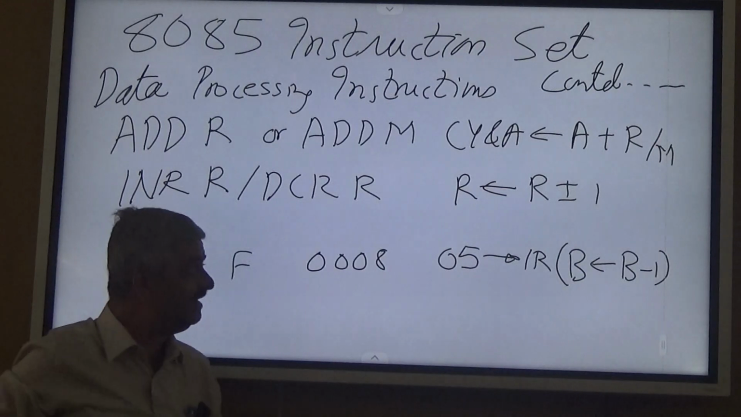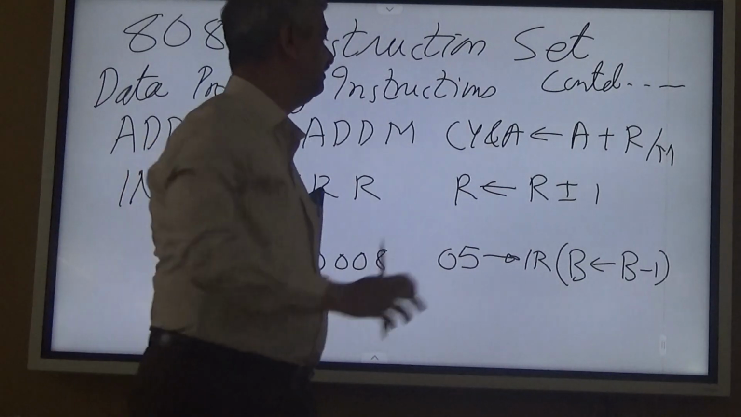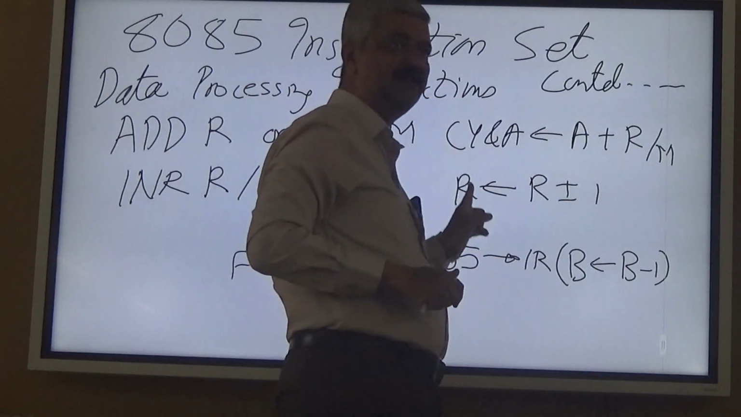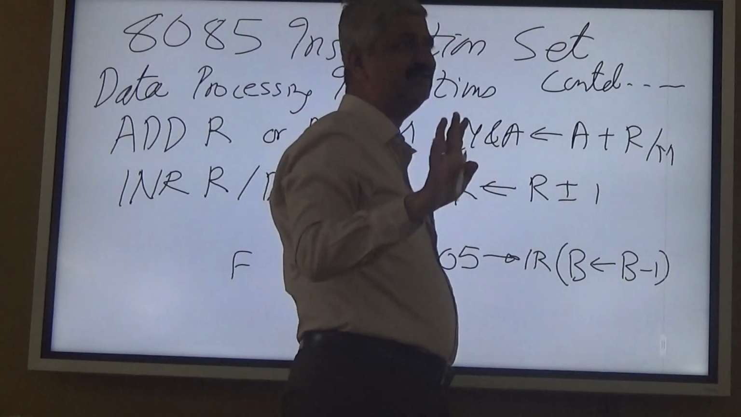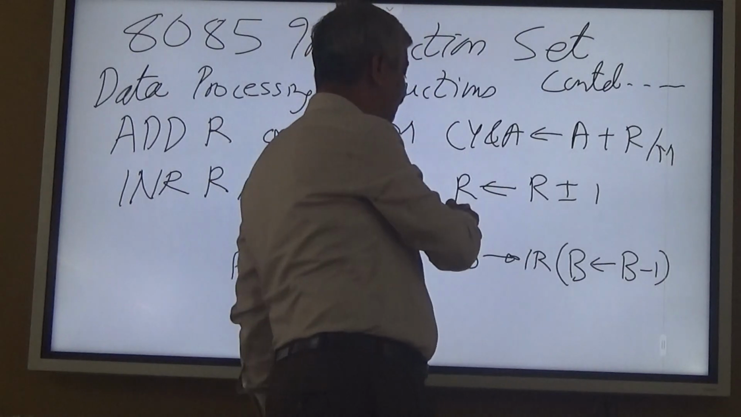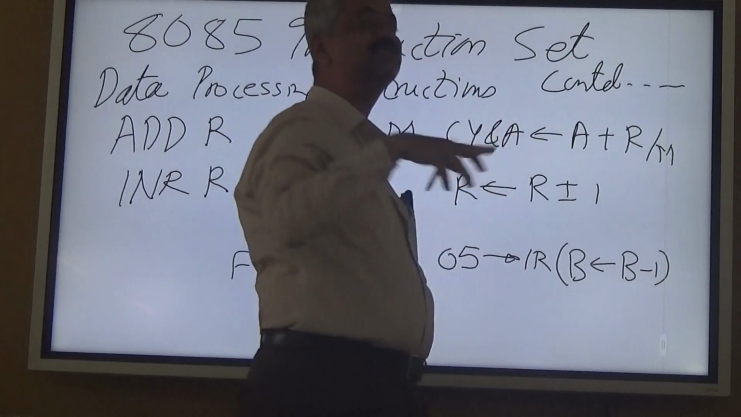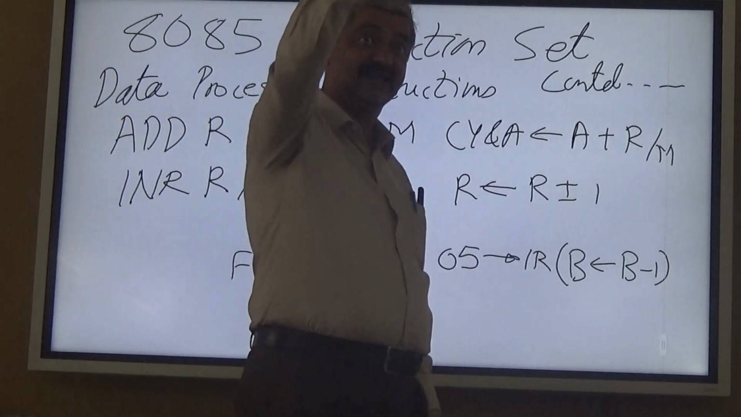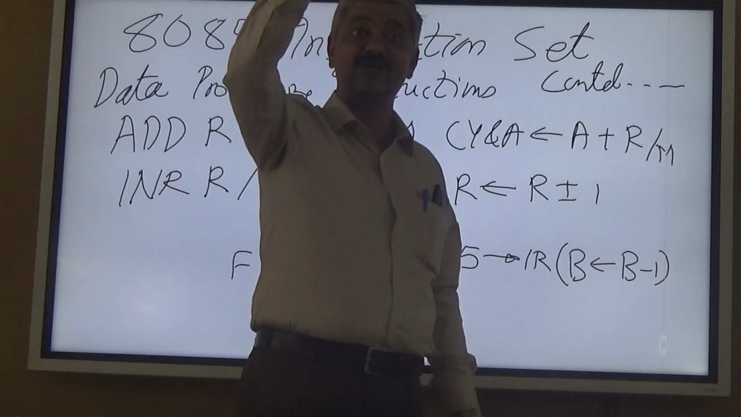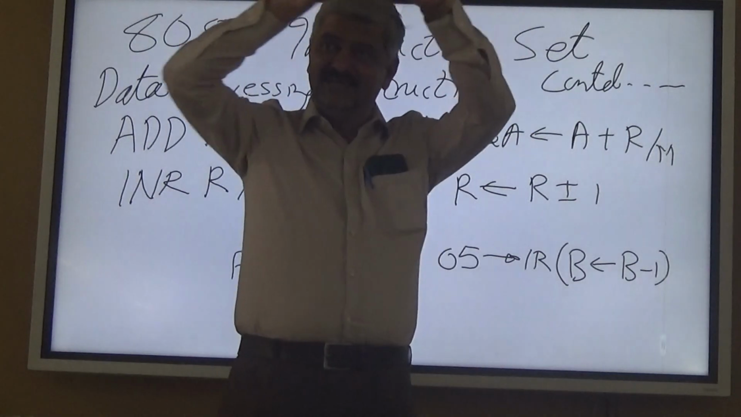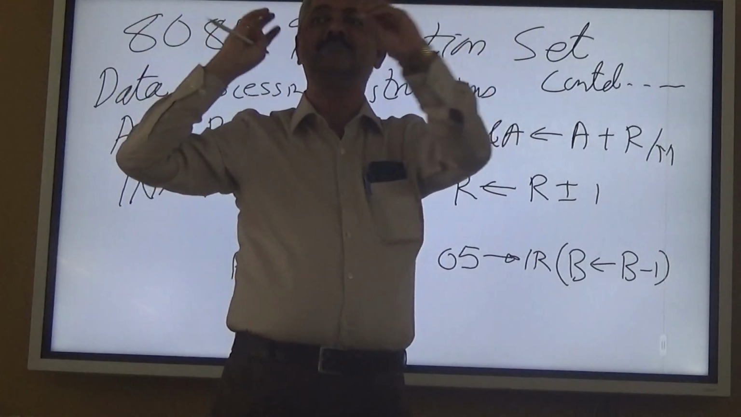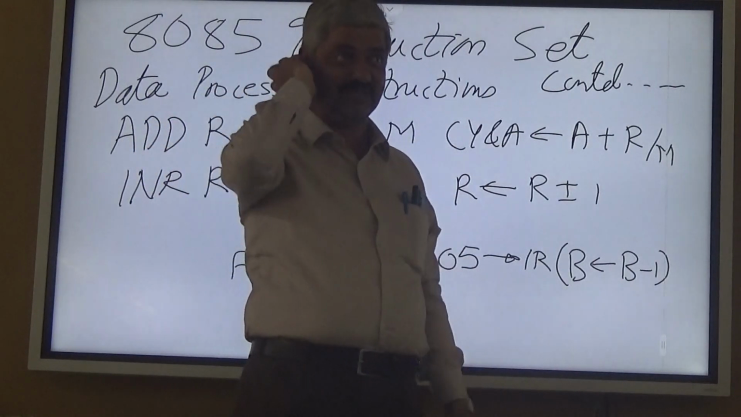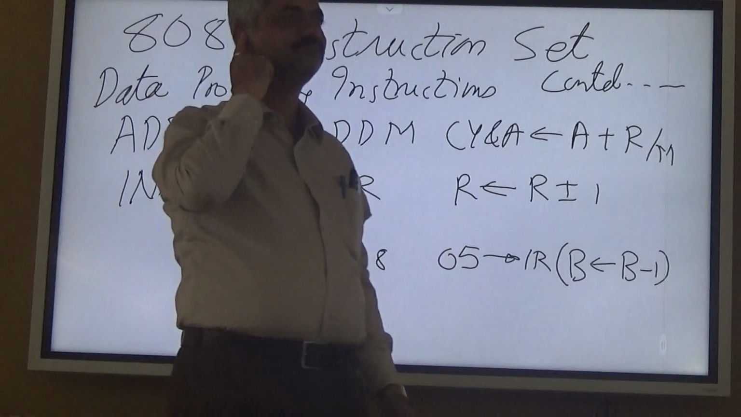So what happens is that after execution of increment or decrement instruction, increment does not have much meaning, but after decrement instruction, each time, in the flag register, there is one bit, Z bit. Flag is an 8-bit register. Of that 8 bits, only 5 bits are meaningful, 3 are meaningless, we can say.